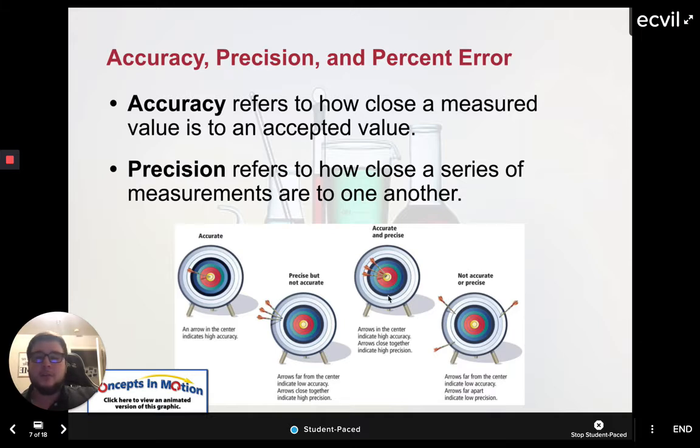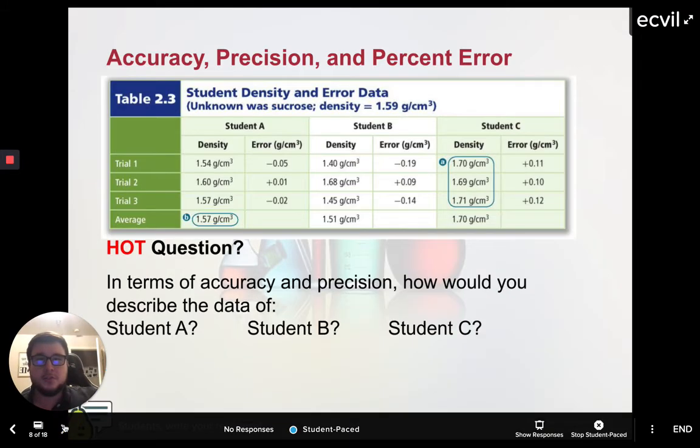Right here, I've got all of my darts very close together, but this time they're all in the bullseye, so we would say that this is both accurate and precise because they're close to the accepted value and they're all very close together. And then finally over here we have not accurate or precise. I have darts all over the board. They're not close together, so they're not precise, and they're not really close to my center or my bullseye, so they're not accurate either. Okay, so that is the difference between accuracy and precision.